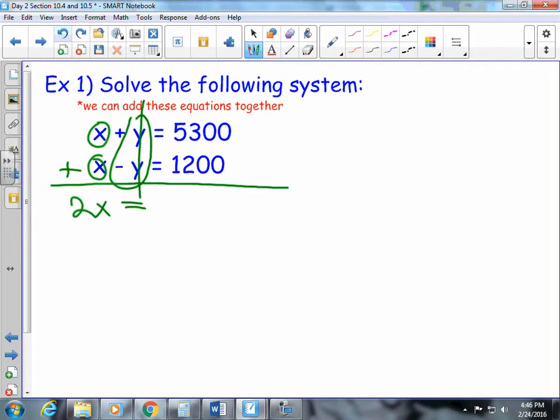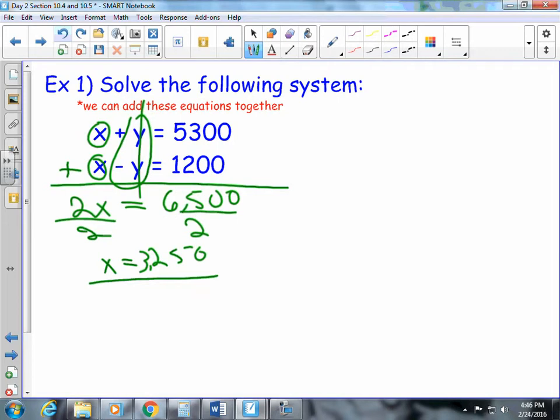So now I'm left with 2x is equal to 6,500. Now I have to divide by 2, and I get x is equal to 3,250. Much less work to find the answer for our first variable.